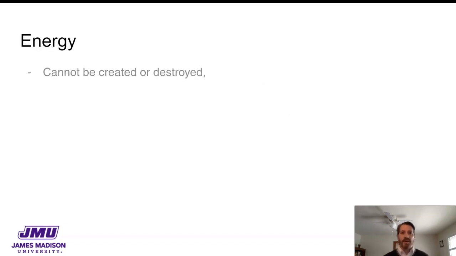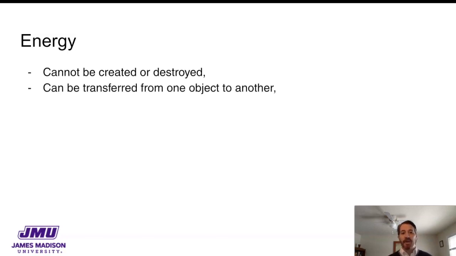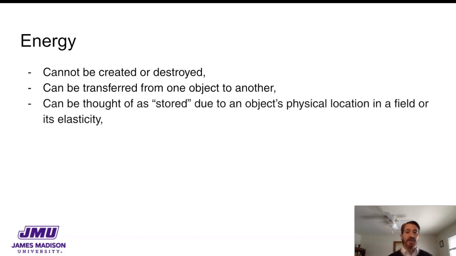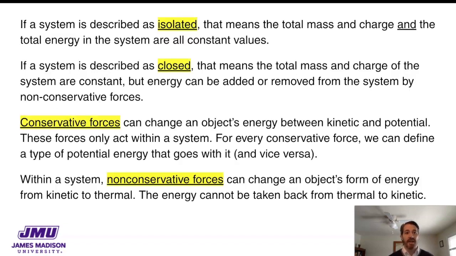So first, I'd like to go back to a Physics 140 introduction to energy and remind you, we know that energy cannot be created or destroyed. We know that it can be transferred from one object to another or from one system to another. And we can think of energy being stored either due to an object's physical location or in a field, or due to elasticity, like spring potential energy, which we're not going to talk about in this course, but I want to remind you spring potential energy is a type of potential energy. And then most importantly, energy is a scalar, which means when we go to do math, we don't have to worry about the vector components. So it is much easier to deal with once you understand energy.